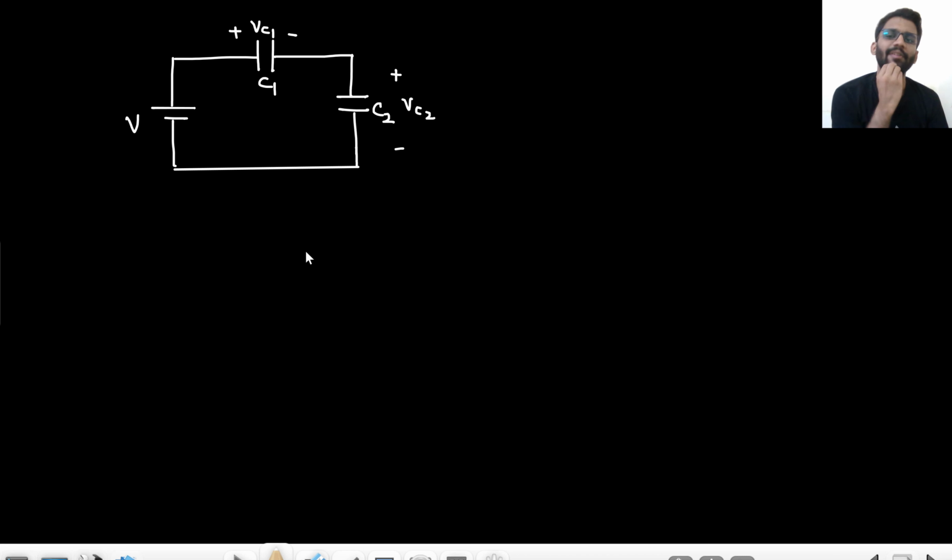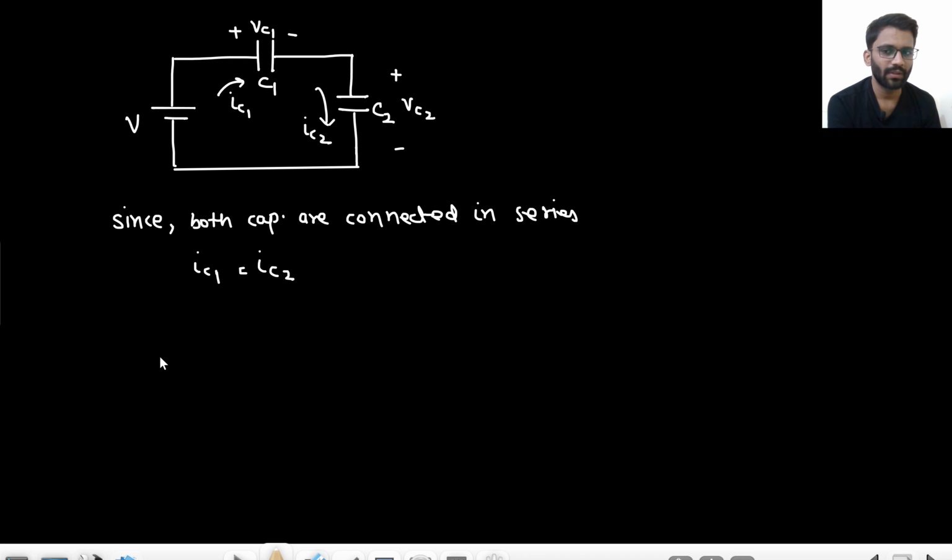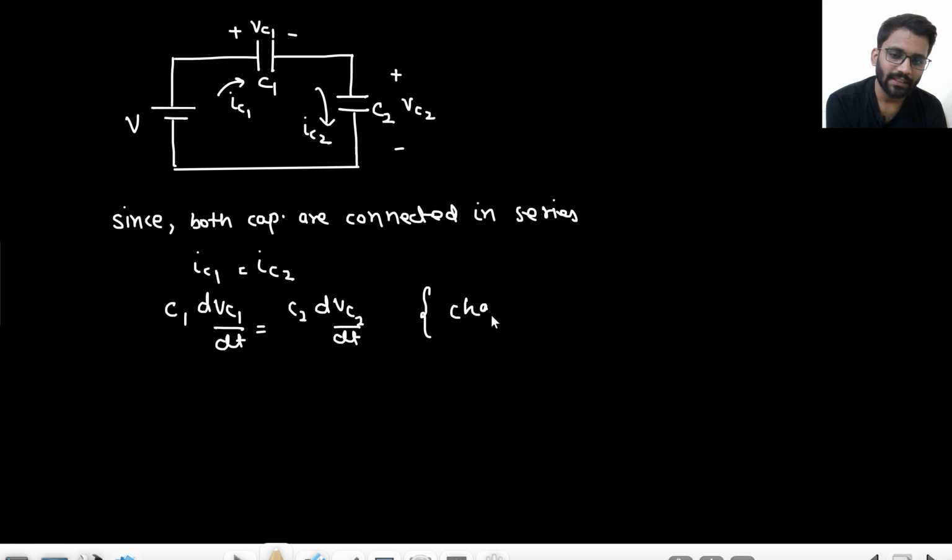Okay, let's draw the circuit. So this is the circuit. Now both of the capacitors are connected in series. So let's call this current IC1 and this current IC2. Since the capacitors are connected in series, IC1 is equal to IC2. That means C1 dVC1/dt is equal to C2 dVC2/dt, right? Change in charge will be the same.